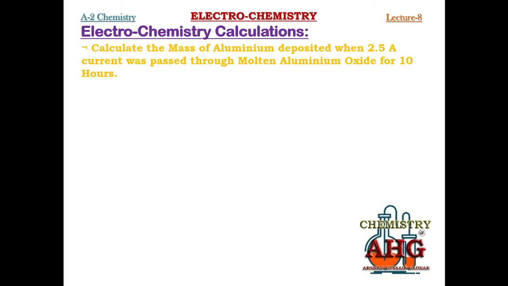You can see in the question two variables are given, current is given, time is given. So you will start with the formula Q is equal to IT, 2.5 ampere, 10 hours are there. So you must convert them into seconds. 1 hour contains 60 minutes, 60 into 60 into 10. So how much charge was passed during this experiment? 90,000 coulomb charge was passed. So we have performed step 1.